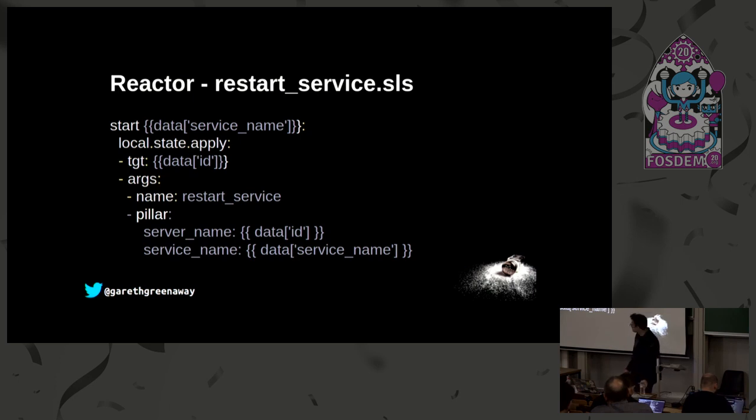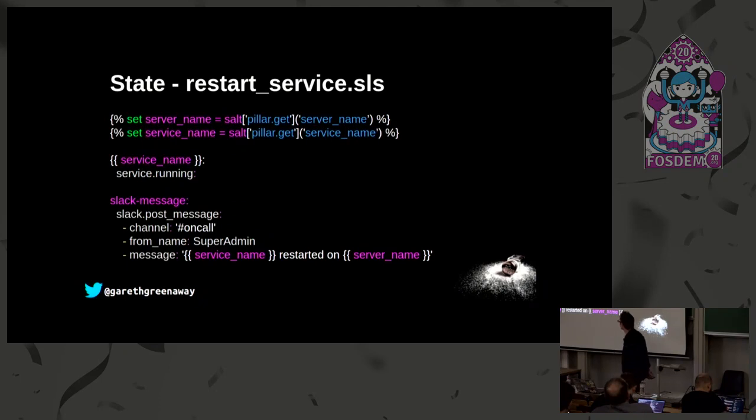So here's a slightly more involved example of the previous slide. In this case, we are passing some pillar data to give it the actual information that we want, the server name and the service name. And then within that state file, we can reference those pillar data values and do a little more involved steps, restarting the service, but also sending a Slack message just saying to whoever's on call, hey, I went ahead and restarted this service for you.